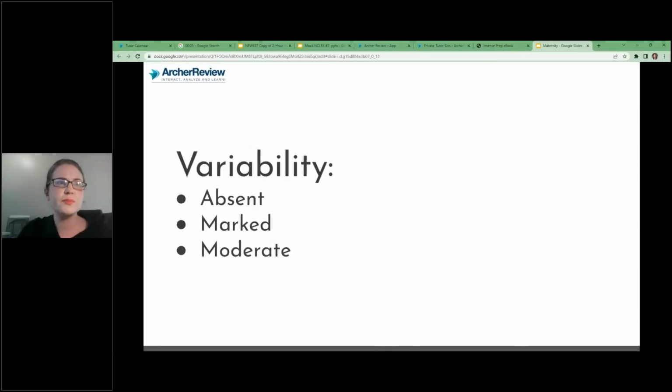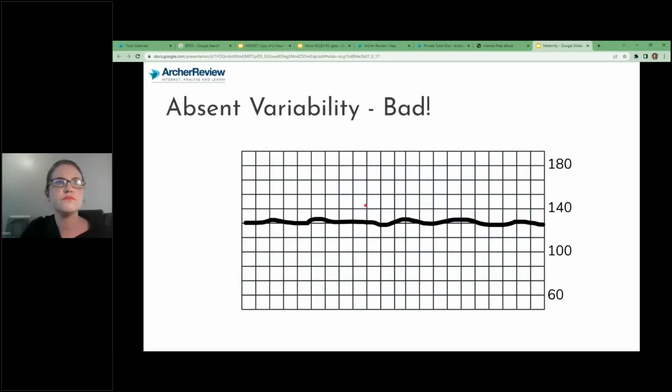So remember, variability. What we want is moderate variability. We want moderate movement in the heart rate. We don't want absent. We don't want a flat line. That means there might be something wrong with that fetus. Nor do we really want marked. We don't want so much movement that that baby's heart rate is all over the place. We want it just right in the middle.